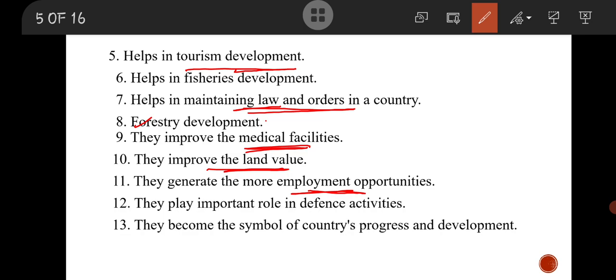Highways play an important role in defense activities. As we previously discussed, they provide access to the hilly areas, and as defense activities are mostly carried out in the hilly areas, they play a very important role in defense. Then it is the symbol of growth, progress and development of the country by performing these important activities.